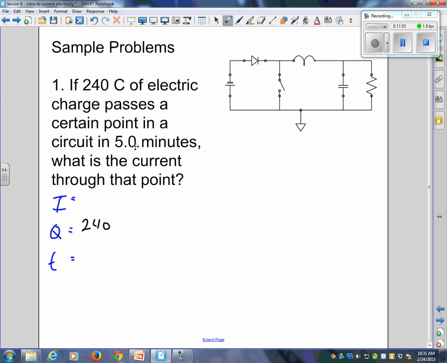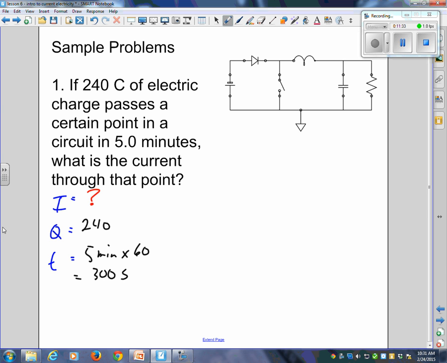What about this 5 minutes? Which one is it? T. But is it in seconds? No, it's not. So you have to show 5 minutes times 60. That's 300 seconds, which means I'm solving for I. If you want to put a question mark, you can, but you don't need to.